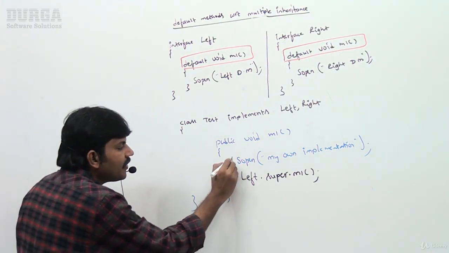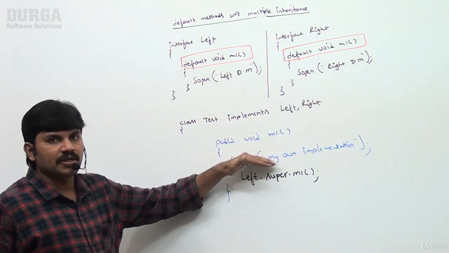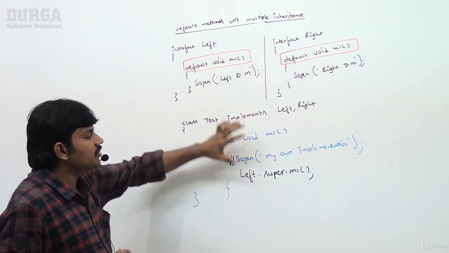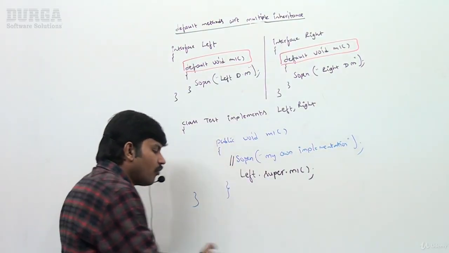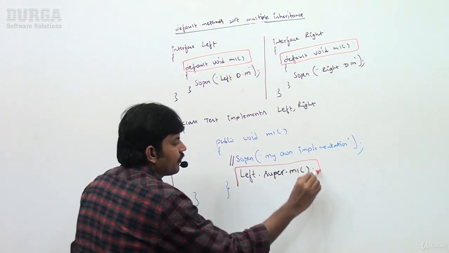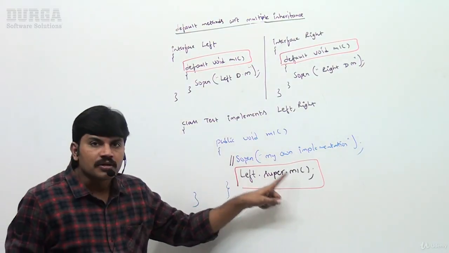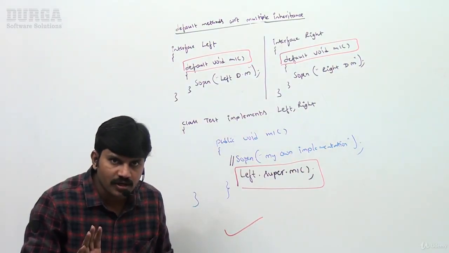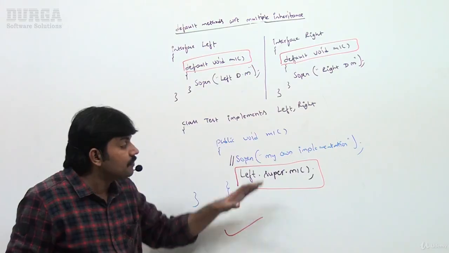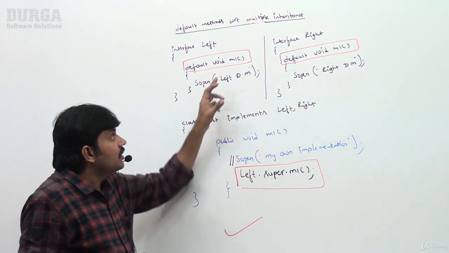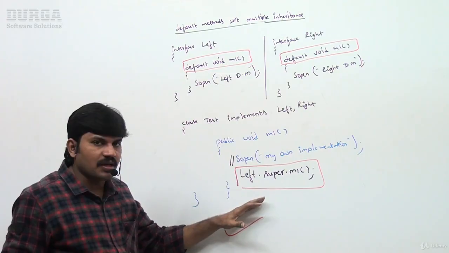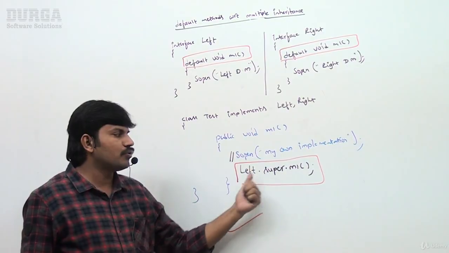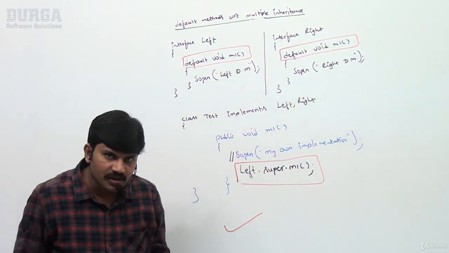So instead of providing a new implementation, I want the Left interface's default method for the Test class. How can we take it? Interface name dot super dot m1, then the problem will be solved by default. Is it clear for all of you, right? How can you override a default method in the implementation class? Just like normal. If I want a particular interface's method, then how can you do that? Left dot super dot m1. Clear for all of you, right?